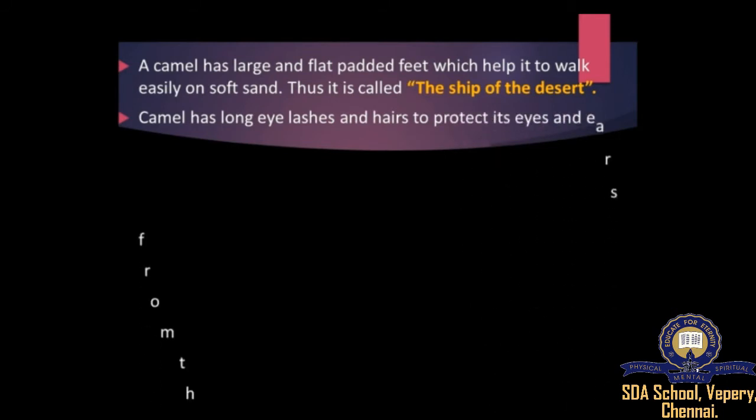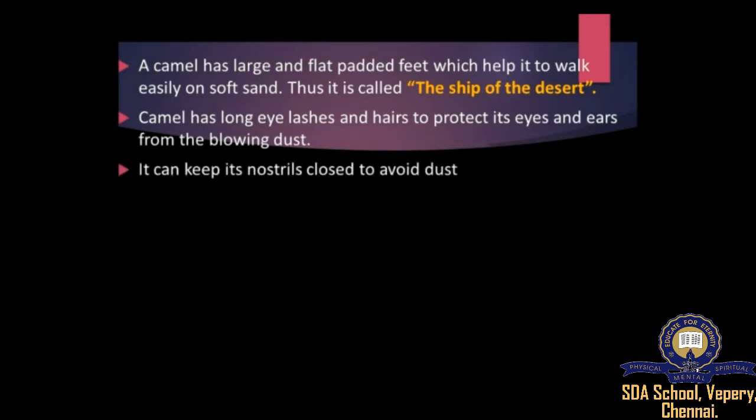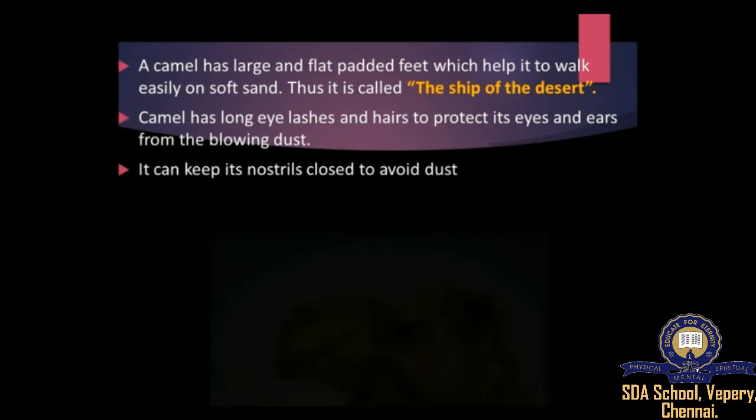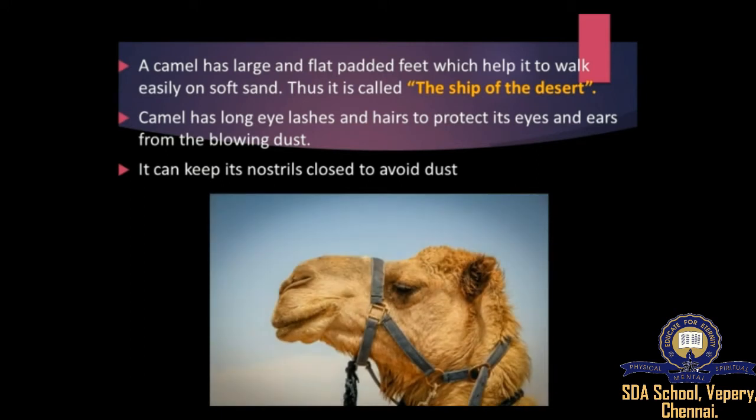A camel has long eyelashes and hairs to protect its eyes and ears from the blowing dust, and it can keep its nostrils closed to avoid dust. So these are the important special features of camel. This is all about the camel.